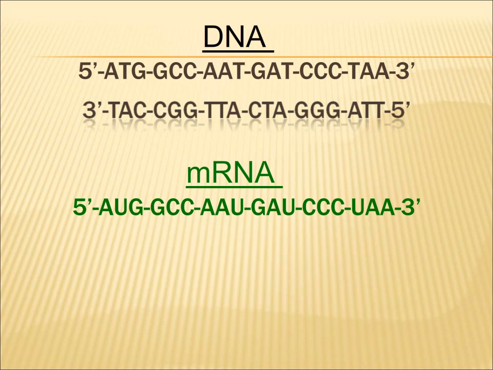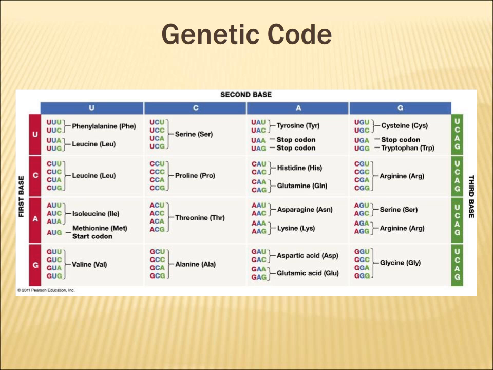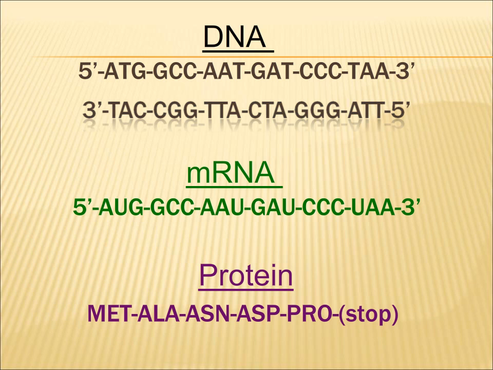Good job! So how many codons are in this sequence? Yes, 6. Now write down the messenger RNA sequence as you're about to see the genetic code table. Okay, here it is. What amino acids will be in your protein? Yes, methionine, alanine, asparagine, aspartic acid, and proline.